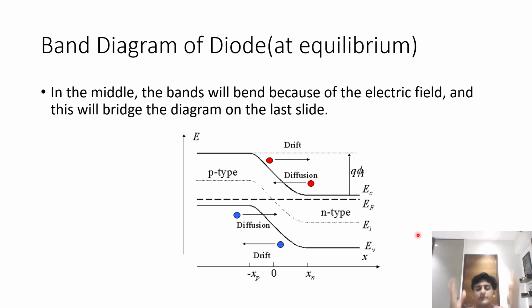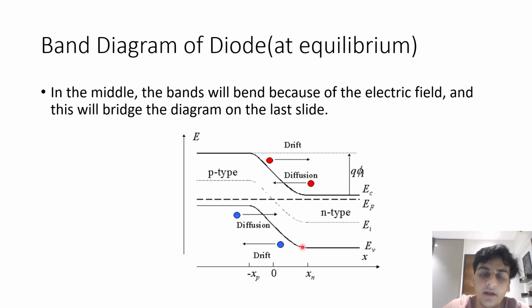I've just picked up this image from somewhere so I don't have to make it myself. But essentially, we saw this part in the last slide. We saw this part also in the last slide. And obviously in the middle, the bands are going to bend because of this electric field that gets set up, right? Due to the diffusion and the depletion layer, all this electric field gets set up, and that electric field bridges this band diagram.